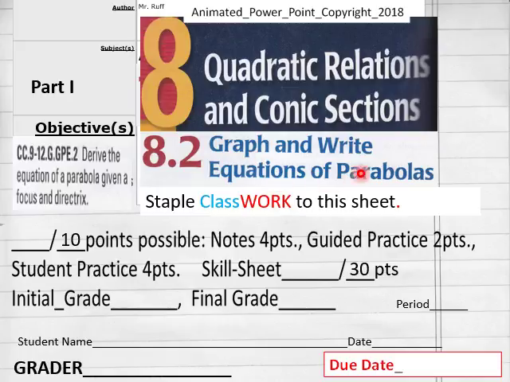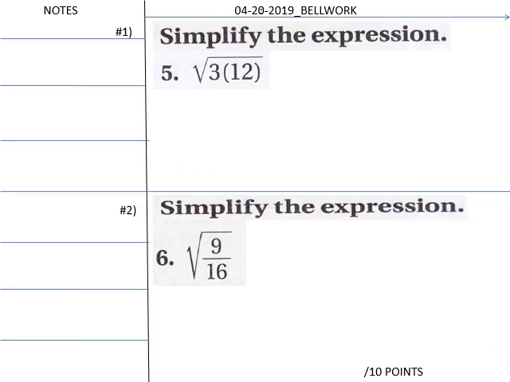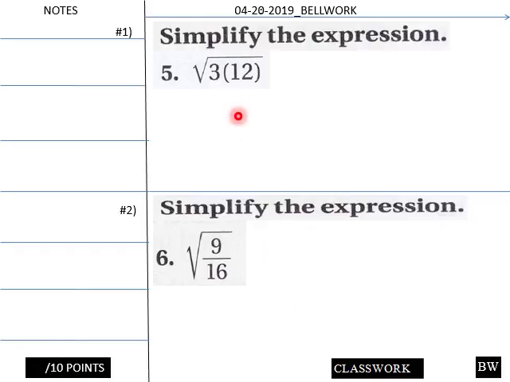8.2, graph and write equations of parabolas. Here is our standard, and we're in quadratic relations and conic sections now. We have a classwork sheet of 30 points, and we have a notebook guide that's got 10 points in it as well. Teachers, here is the bell work for your students. Give your students 5 minutes to do this bell work.